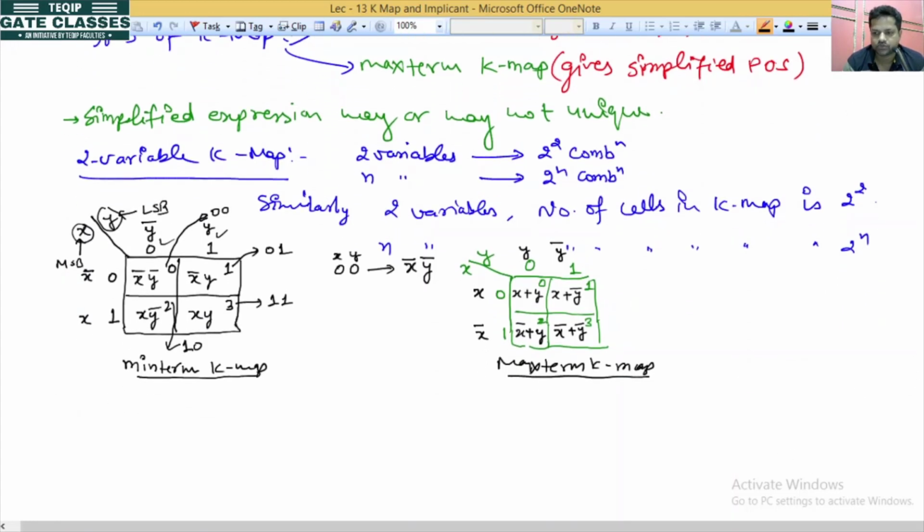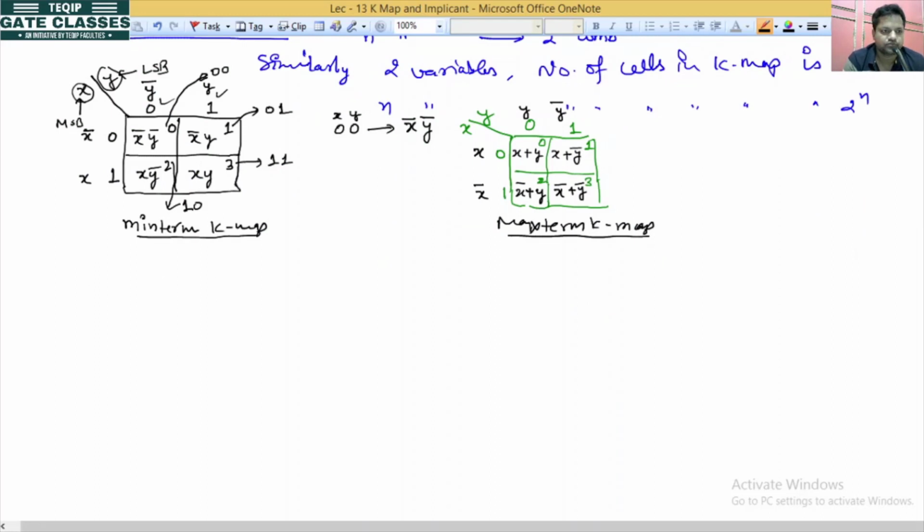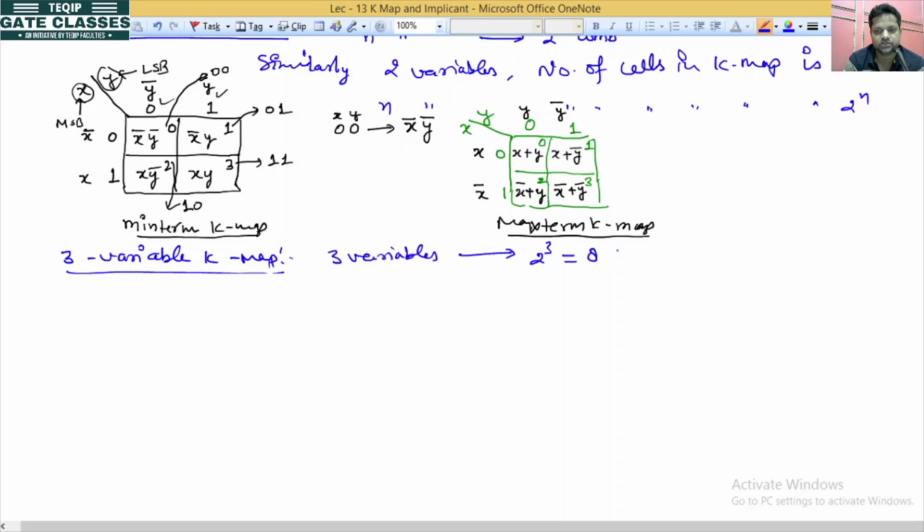Now move on to the 3 variable K-map. How does it look? Three variable K-map. The number of variables is 3, so how many cells will there be? 2 to the power 3, that is 8 cells. So for 8 cells, suppose I can form this.